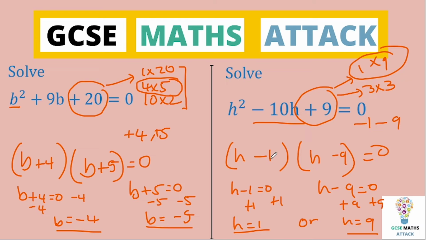And if I was going to expand this bracket, minus 1 minus 9 will give me positive 9. And if I was going to have minus 1h, negative 9h, that will give me minus 10h. So well done if you got those two questions correct.